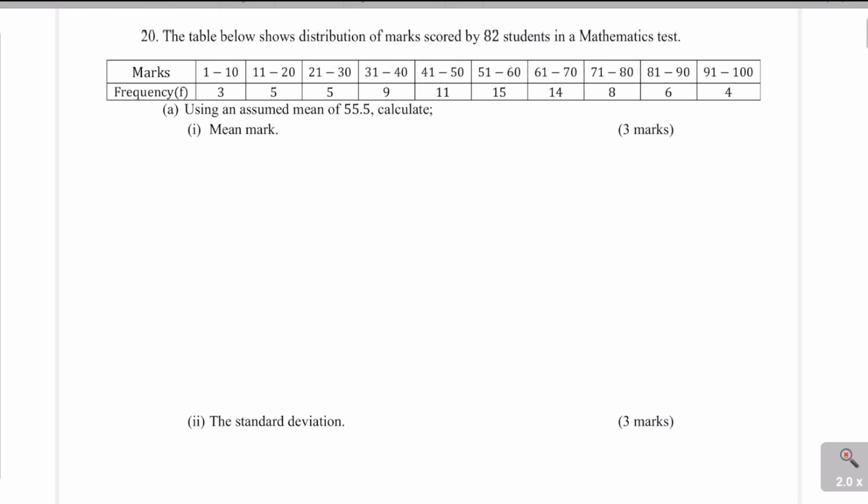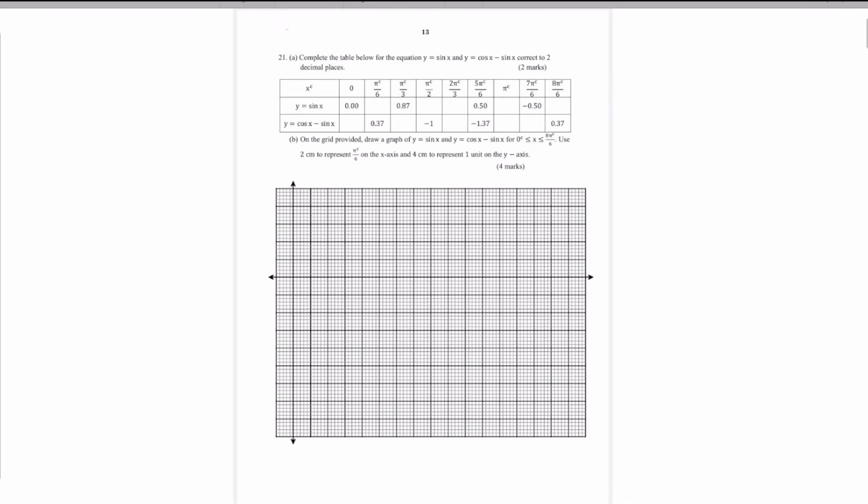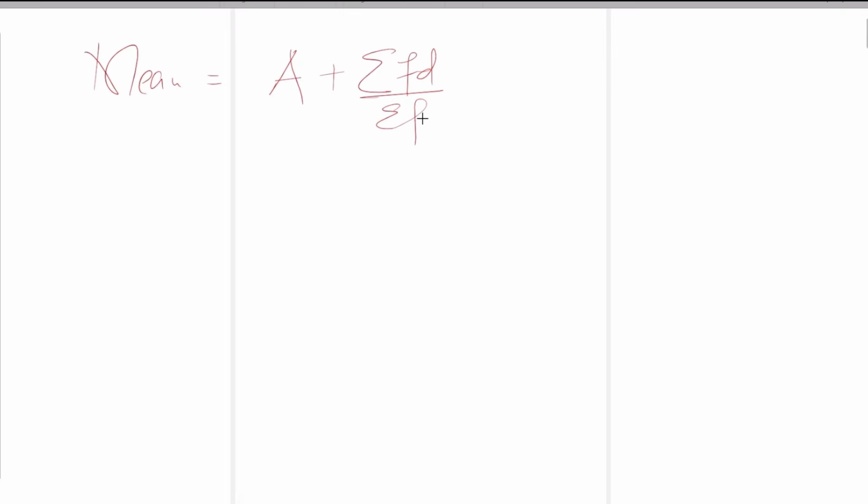So this is grouped data, and you should know how to calculate the mean using an assumed mean for grouped data. So this is how we get it. It's given by this formula. The formula for calculating the mean using the assumed mean is the assumed mean plus the summation of FD divided by the summation of F, where D is the deviation from the mean. Therefore we need to have that column for deviation from the mean.